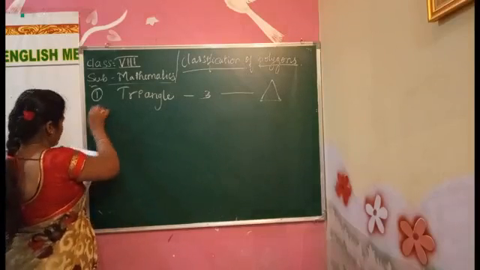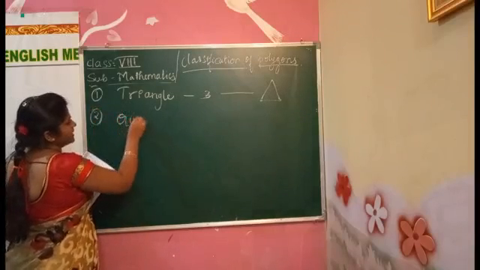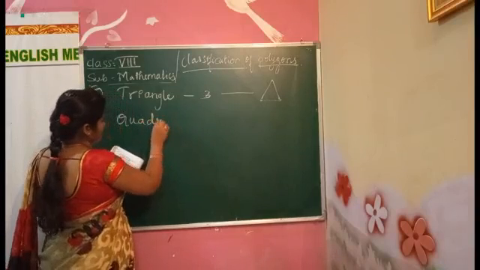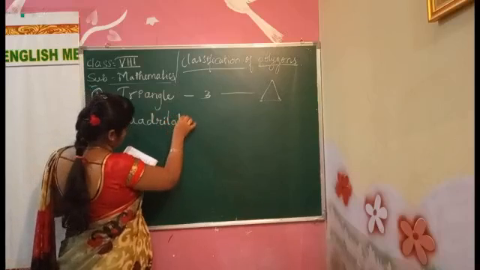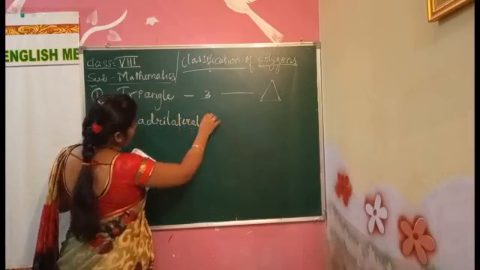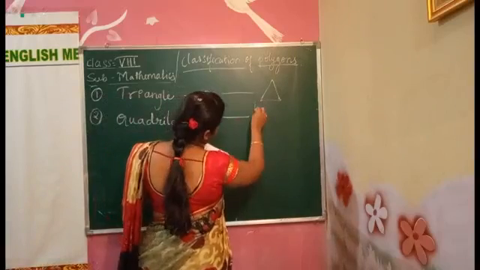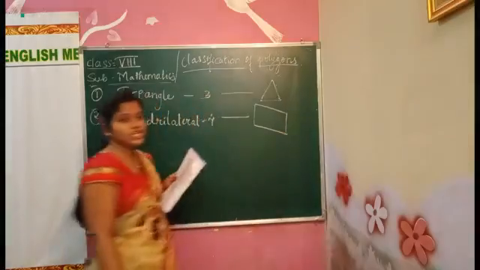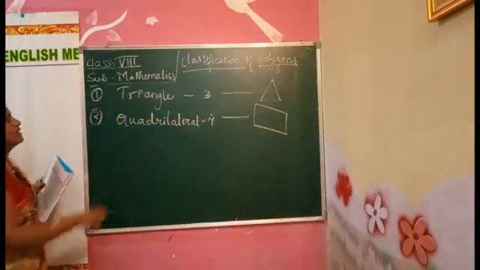Yes, the next one, quadrilateral. The name itself shows it: quadrilateral means 4. Okay, it looks like this. It may look like this or it may look like this. Any shape, but 4 sides have to come.